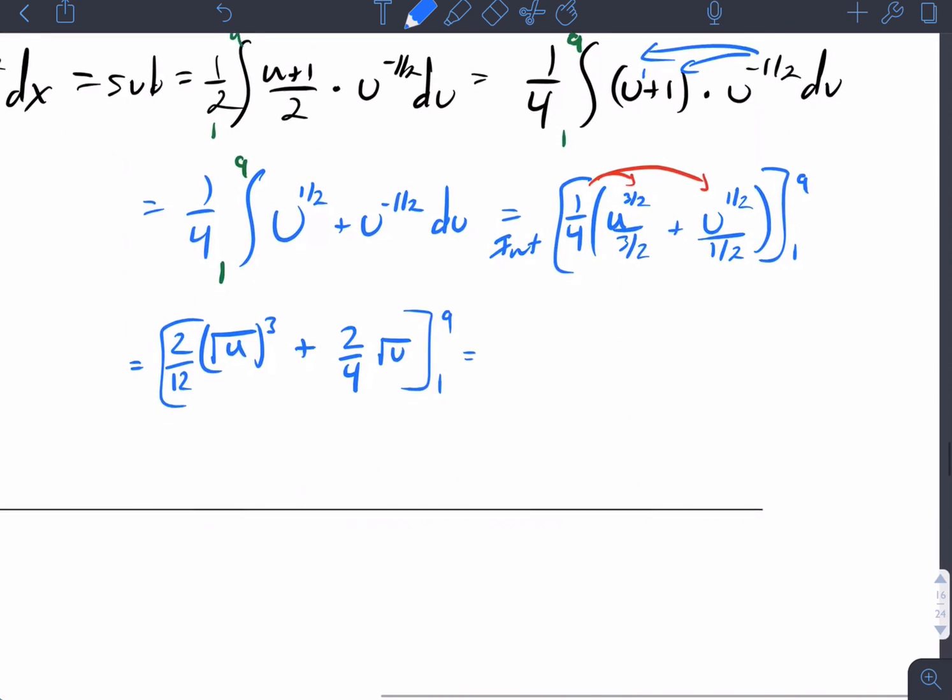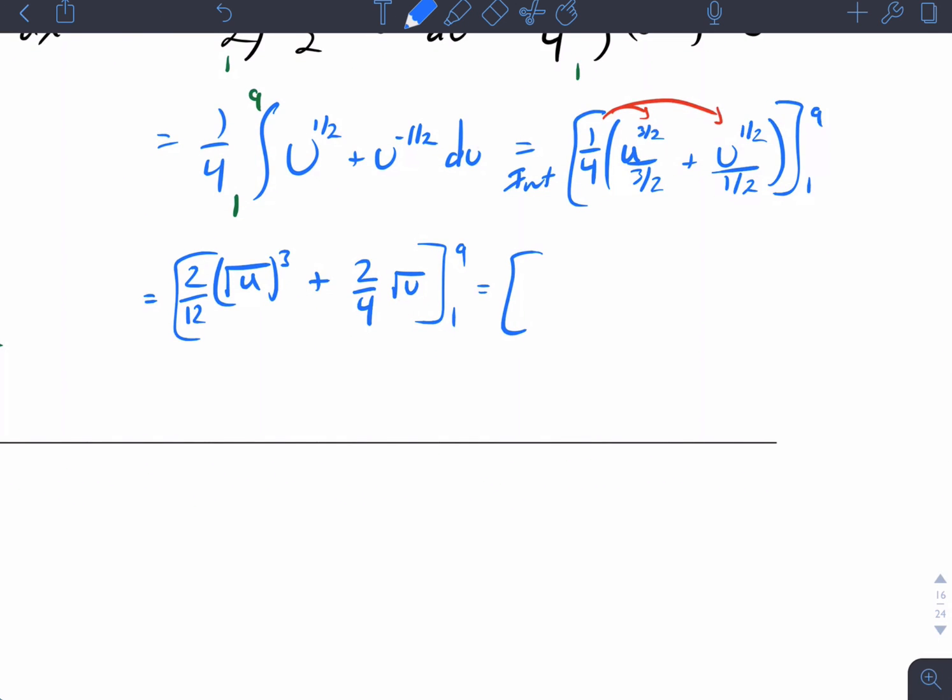So this is where your brackets come in handy. First we're going to plug in the 9, and then we're going to plug in the 1. So this is 2 over 12. The square root of 9 is 3 and then cubed, plus 2 over 4 and then times 3. I'm going to leave it like that, just to not have to simplify too much of it.